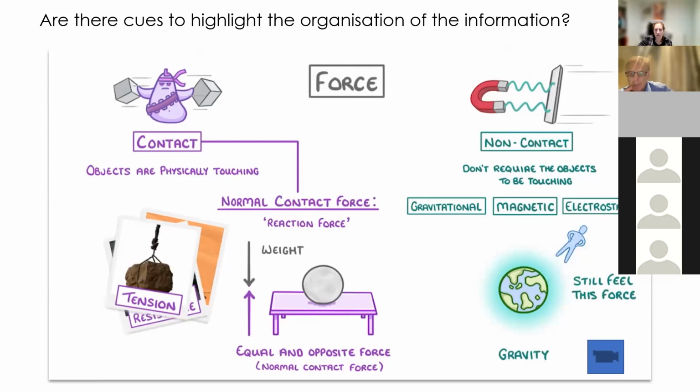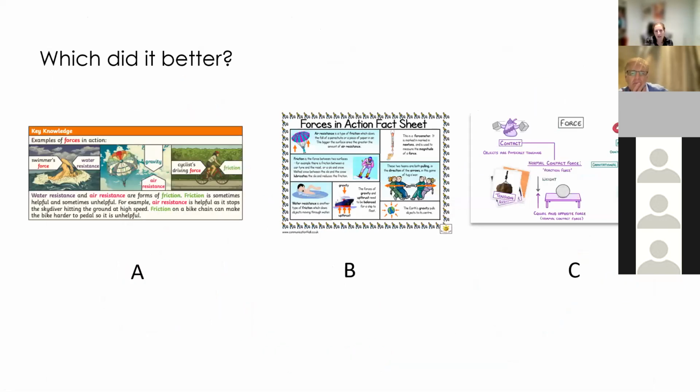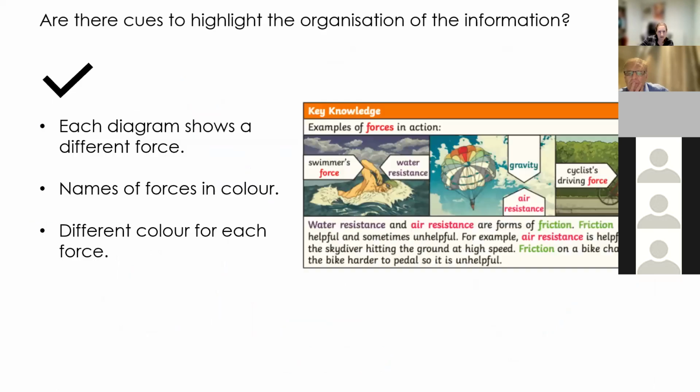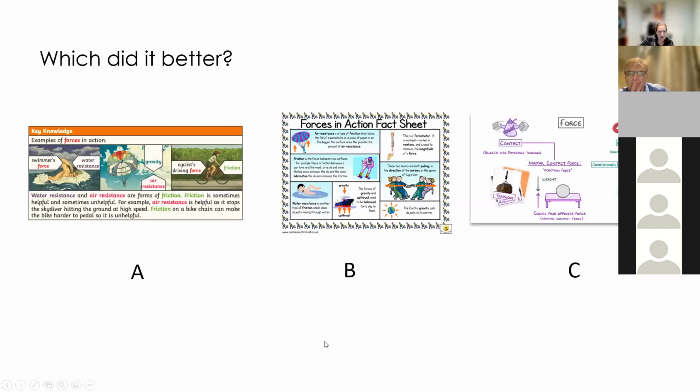Okay, so which do you think did that better? A, B or C? Which one was better at signalling? So pointing out the highlights of the information, the key points, and also good organisation of the key points.